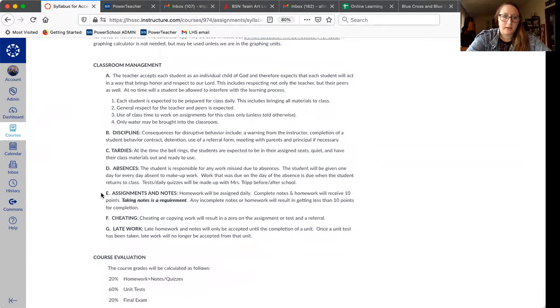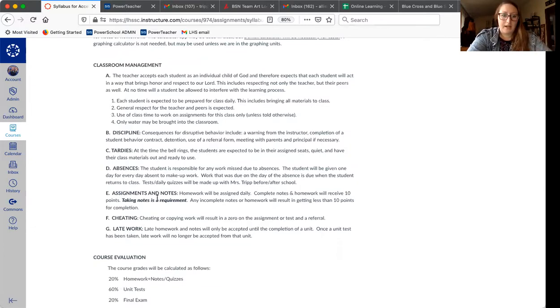Some things I want to point out here in the classroom management. Anytime a student is absent, it's really helpful if they contact me via Canvas messaging or email, and I can try to keep them caught up. They're responsible for anything they miss the day that they're absent, just like any other class. Assignments and notes are going to be required every single day. But I grade homework and notes on completion. So incomplete notes will get less than 10 points. Complete notes and homework will get 10 points for the day.